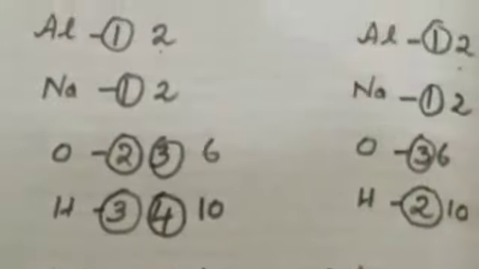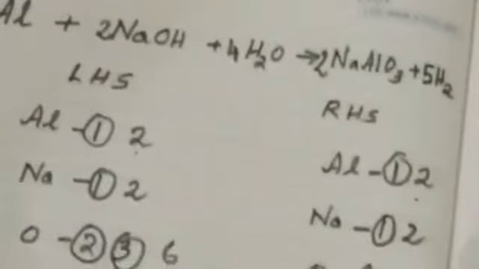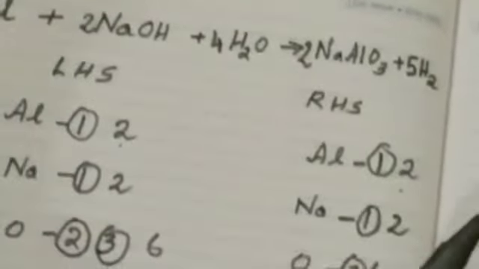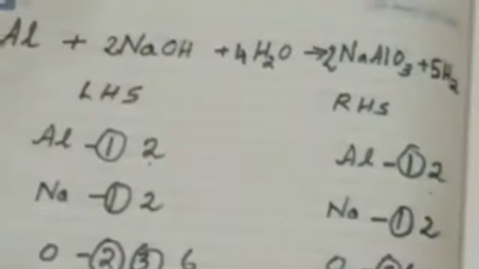Now, somebody asked me: what is the law of conservation of mass? Explain with an example. After balancing this chemical equation, you proved the law of conservation of mass. The law of conservation of mass states that the mass of the reactants is equal to the mass of the products. When the number of atoms of reactants and products is the same, that means the mass of the reactants and the mass of the products will be the same.